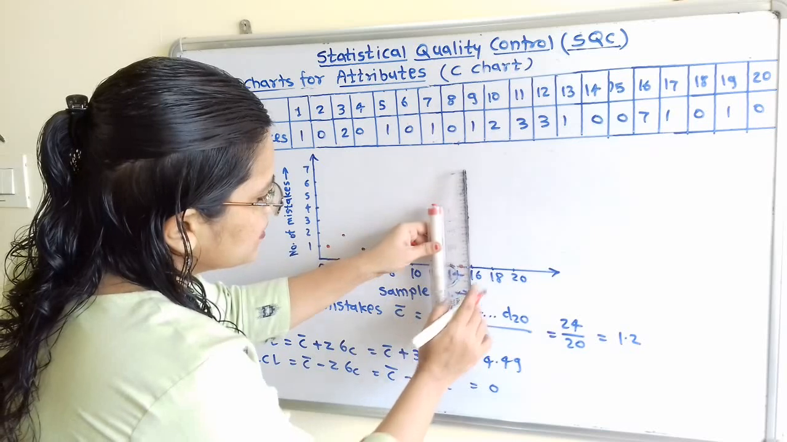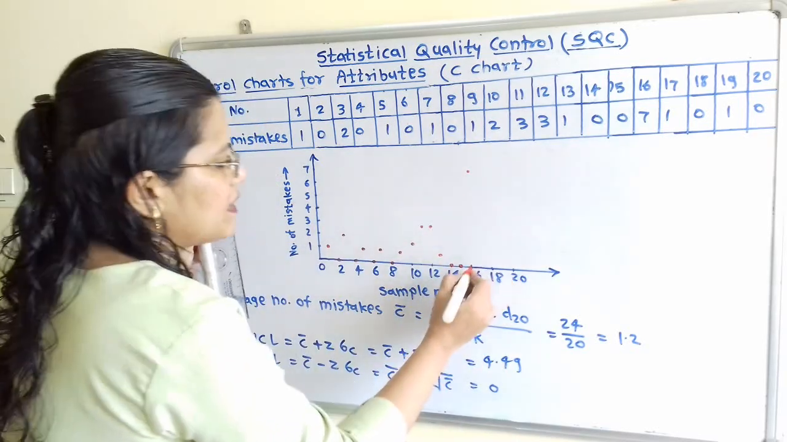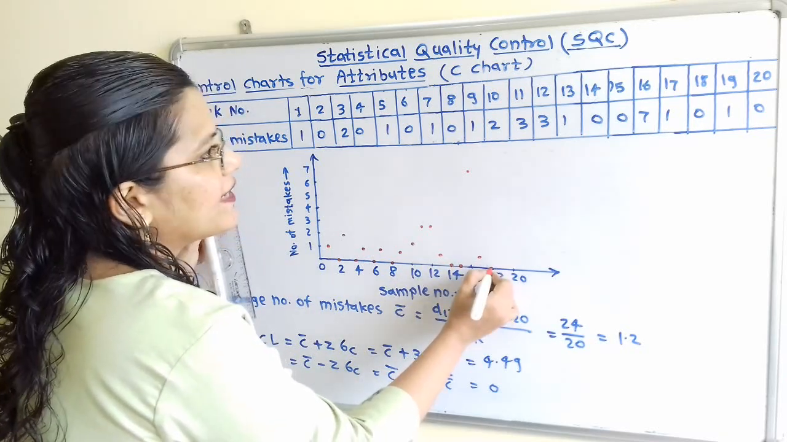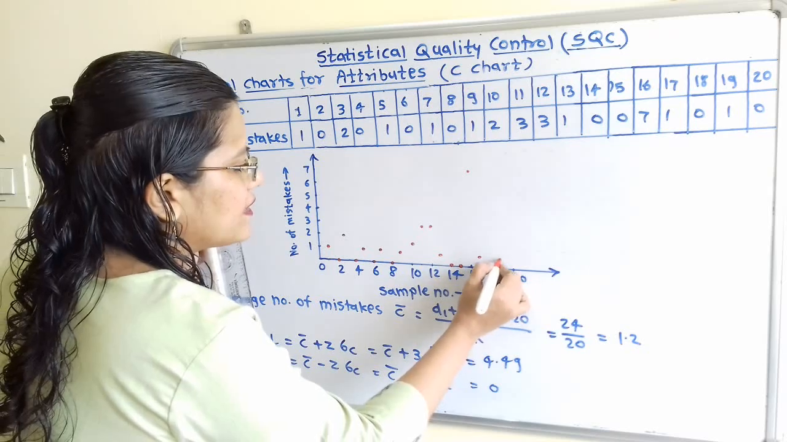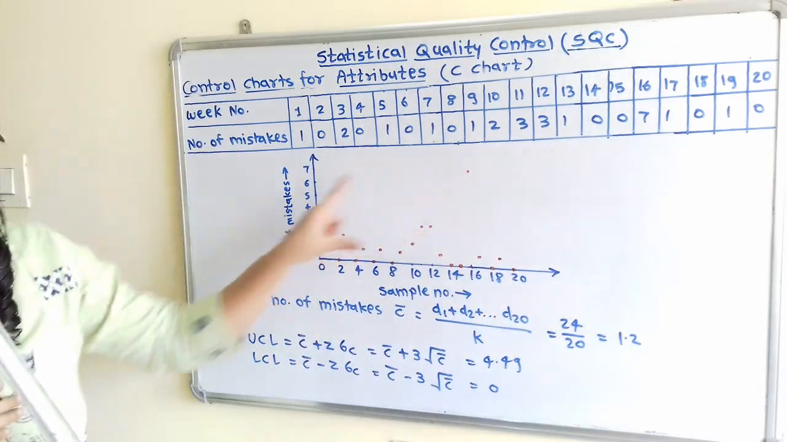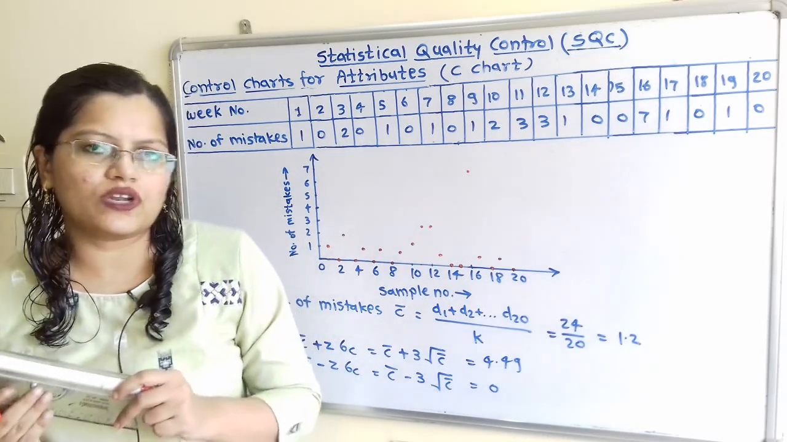So for this 16 we will plot one point here. Then 17 it is 1. Then 18 it is 0, 19 it is 1 and 20 it is 0. So this is the plotting of the numbers. Now we will calculate the control limit.